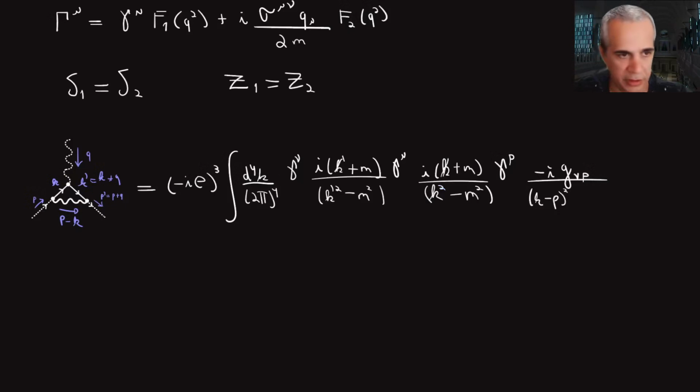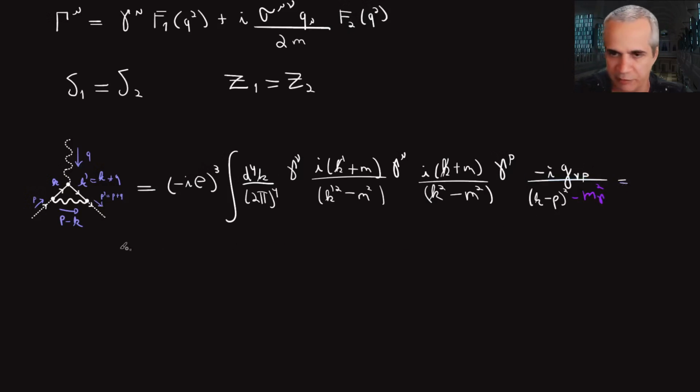So in order to deal with that, for now, I'll just put an infrared regulator, which is a fake mass for the photon. We'll have control over this divergence later if I keep this parameter here and see what happens when it goes to zero. If the resulting expression diverges when this goes to zero, it means I have an infrared divergence.